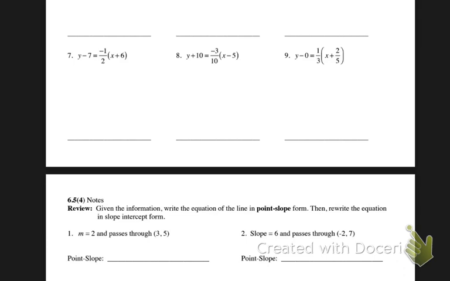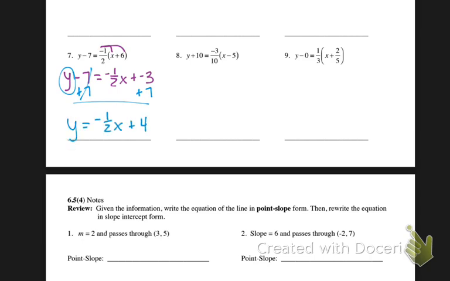Example 7. First thing we need to do is distribute. So we have y minus 7 equals negative 1/2 times x is negative 1/2 x. Negative 1/2 times 6 is negative 3. And we're trying to get the y by itself, so we have to add 7 to both sides. So we have y equals negative 1/2 x plus 4.